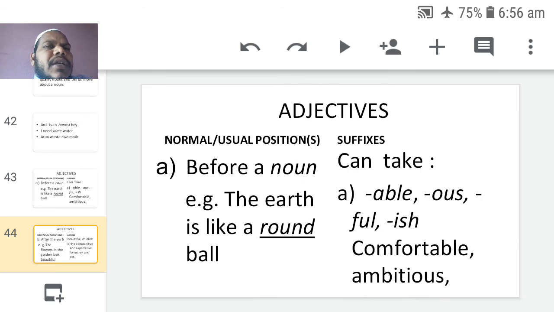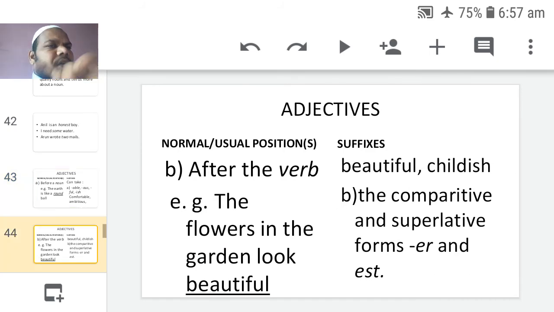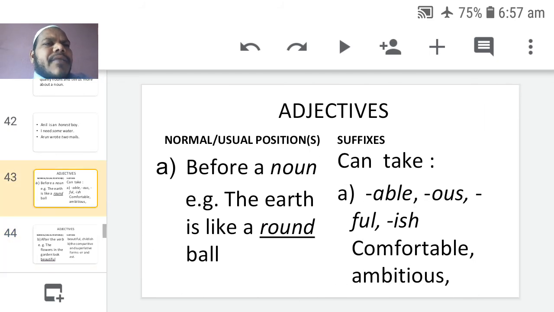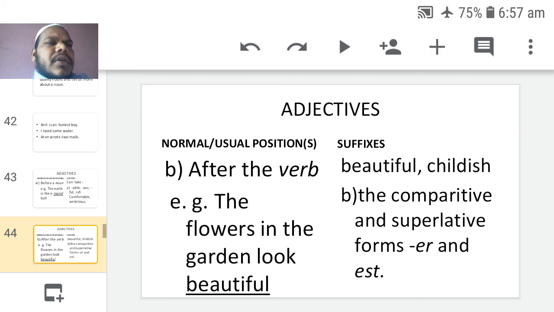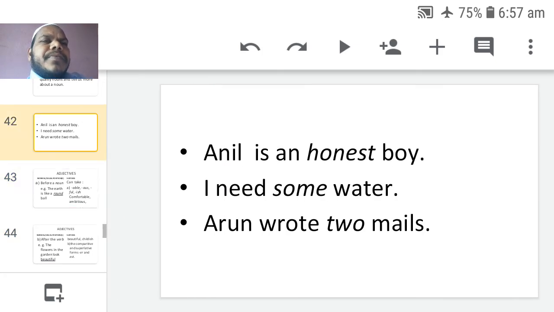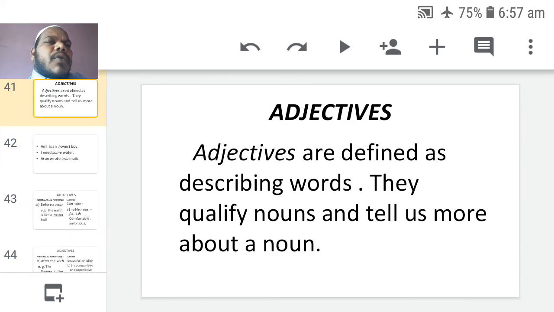As you have seen, adjectives take the usual position before a noun and after the verb, and they take the suffixes able, ous, ful, ish, er, est. And we have seen that adjectives are nothing but describing words. They qualify nouns and tell us more about a noun.